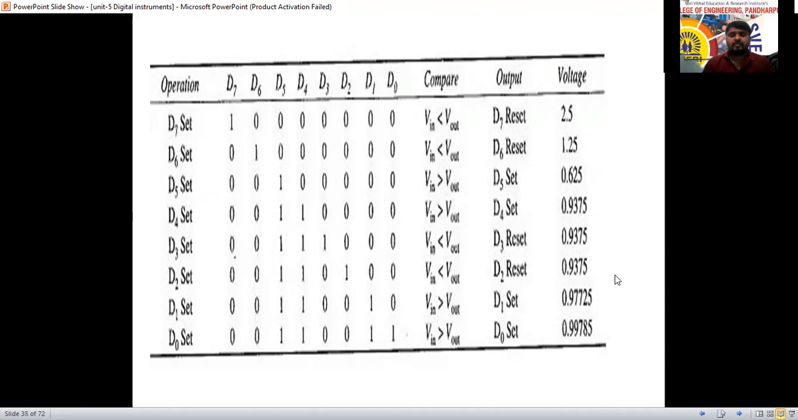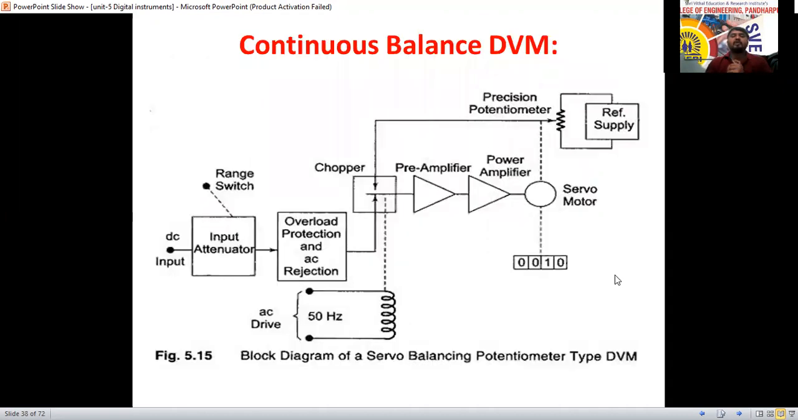Okay, so the next one we are going to do is the continuous balance digital voltmeter. It is not approximation; it is continuously going to balance. We are going to consider this for the DC method. A DC to DC converter is called a chopper circuit. So this is the mechanical chopper we are going to use.